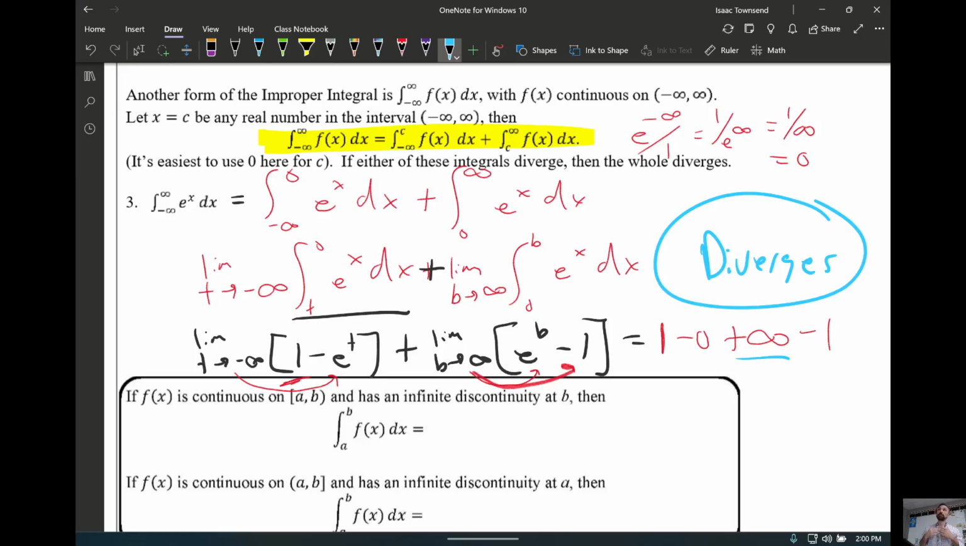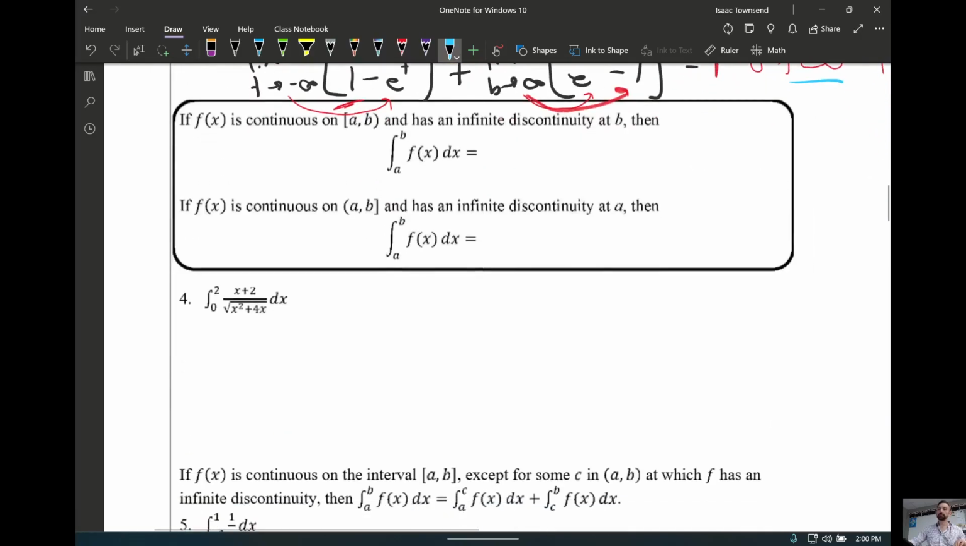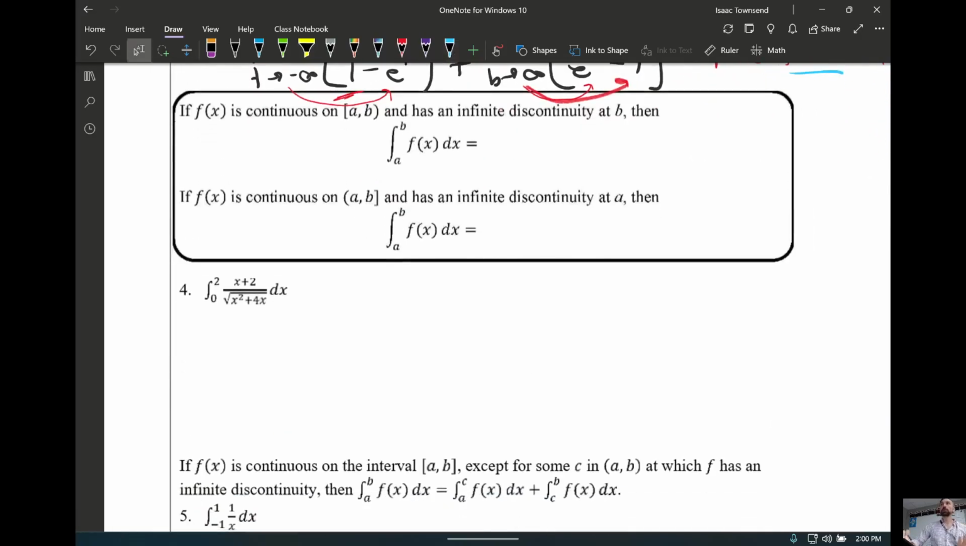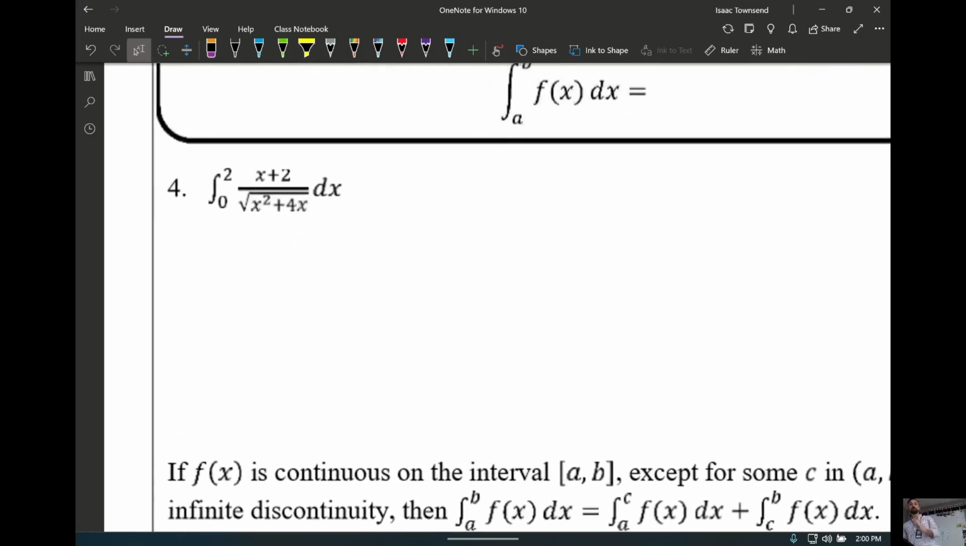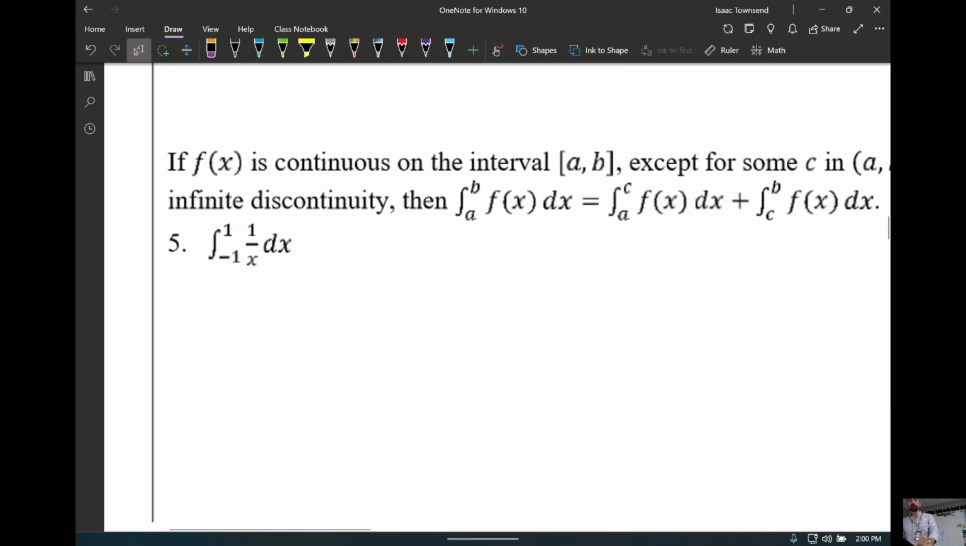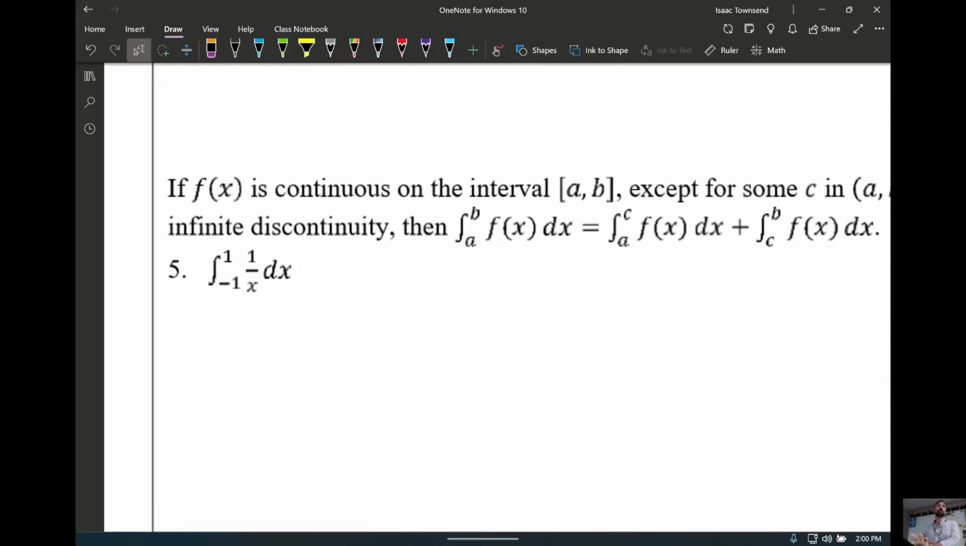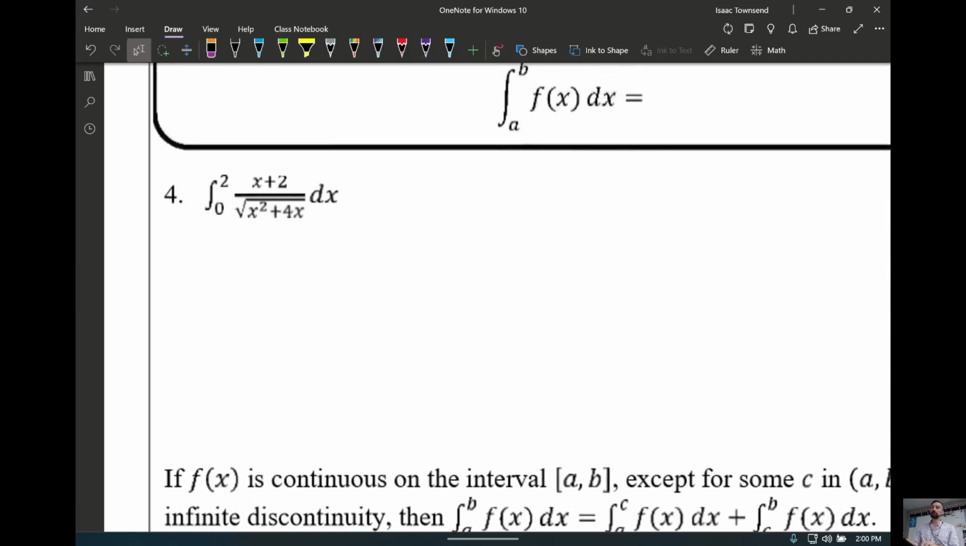If you're left with infinity or negative infinity in your answer, say it diverges. Okay, there's one other catch to these, and this one is one of the harder ones, I guess, to get to. But sometimes we can do improper integrals even if it doesn't have infinity in the integral. Notice this one's 0 to 2. In question 5, we'll do negative 1 to 1. Nothing obviously wrong about those.